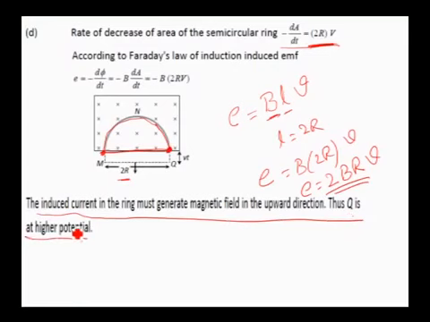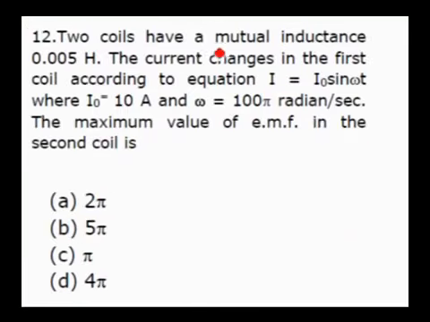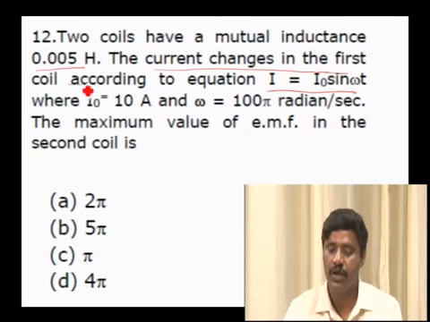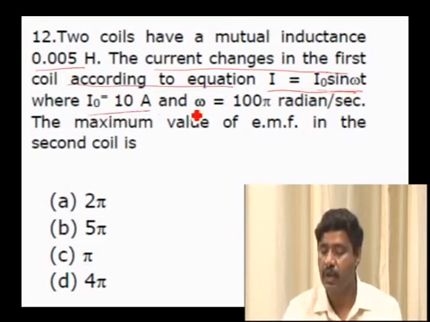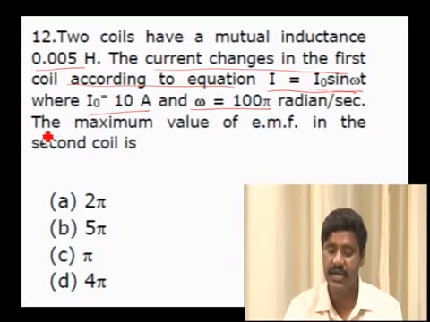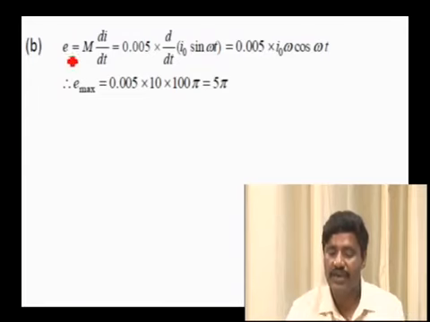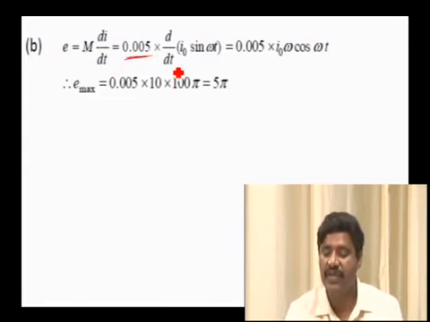higher potential. Now there are two coils having mutual inductance 0.005, and the current changes in the first coil according to the equation I is I naught sin omega t, where I naught is 10 ampere, omega is 100 pi radian per second. Find the maximum value of the EMF in the second coil. So we have an expression M into dI by dt, where M is 0.05, differentiation of that current I, which is I naught sin omega t.